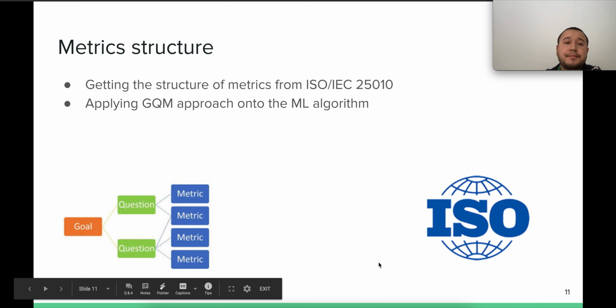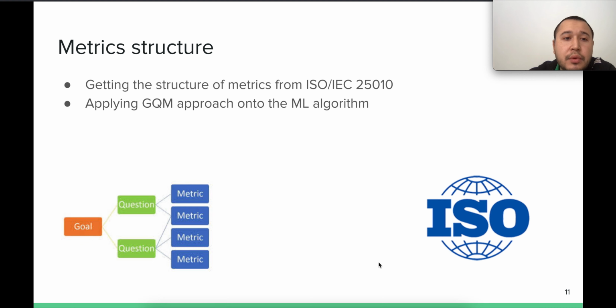Okay, so the next step is, of course, metrics. We have to pick up the metrics to measure our quality attributes, right? Here we have amazing standards called ISO. ISO described software metrics in a very detailed way, right? So we can employ these descriptions for our usage.